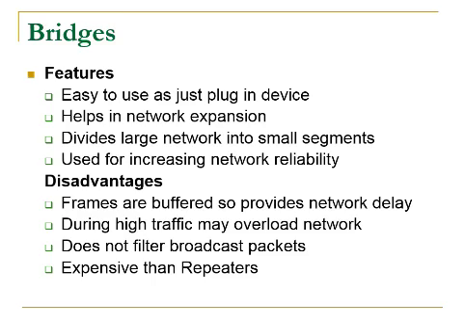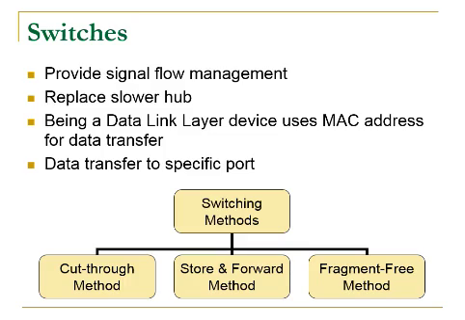First, frames are buffered, so they provide network delay. Two, during high traffic it may overload the network. Three, it does not filter broadcast packets. Fourth, it is more expensive than a repeater. So the fourth type of device is called a switch.